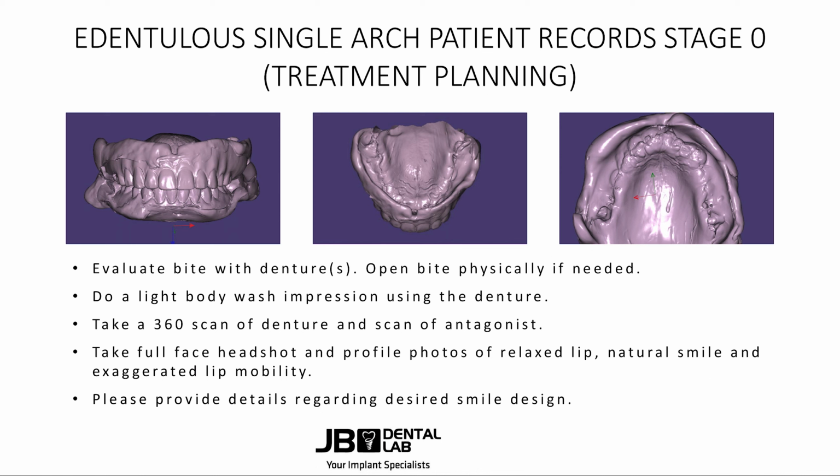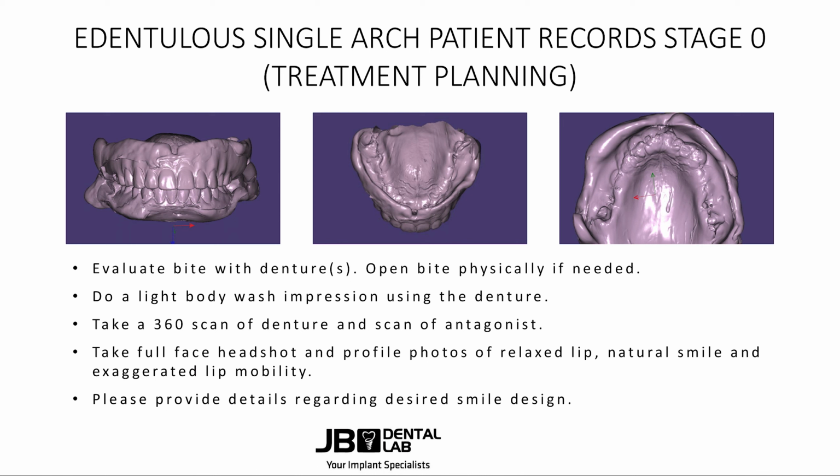The first type of records we're going to go over are edentulous patient records at stage 0, which is our treatment planning phase. First thing we do is to evaluate the bite with their dentures. Evaluate if the vertical dimension that they're set at in this denture is correct. If it needs to be opened or closed, we need to do that physically.